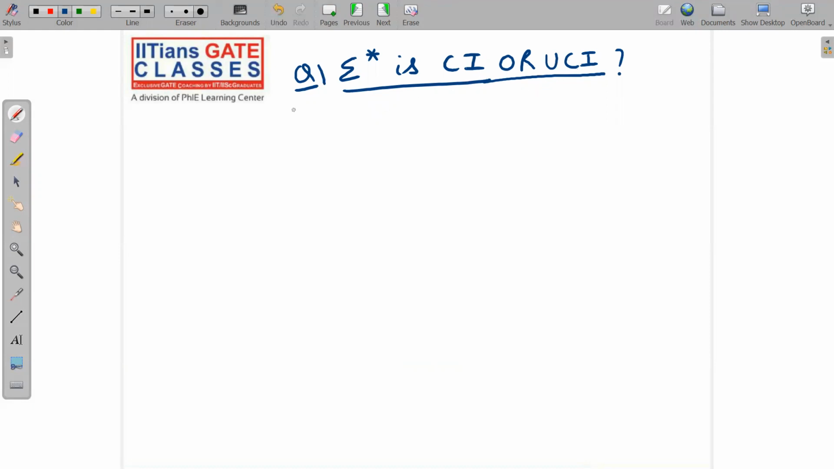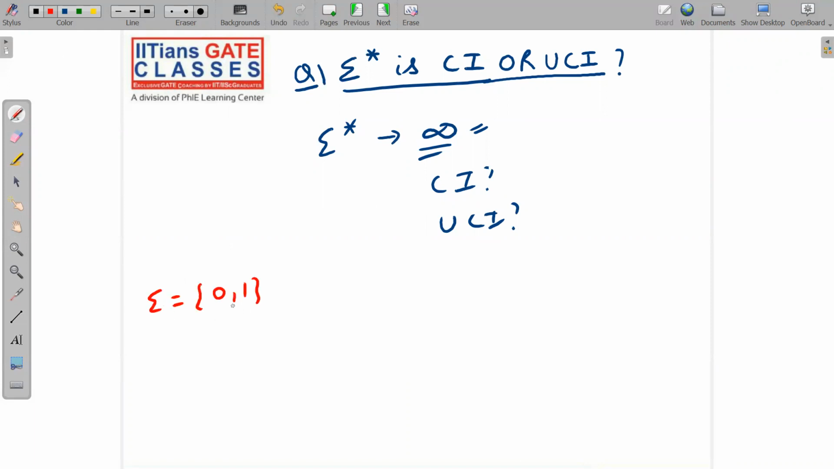This is for sure that sigma star is infinite. You already know this fact, but is it countably infinite or uncountably infinite? This is our question. I will prove it in a very simple manner. Let us suppose sigma is {0, 1}, or in fact you can take any finite alphabet. It hardly matters to me.